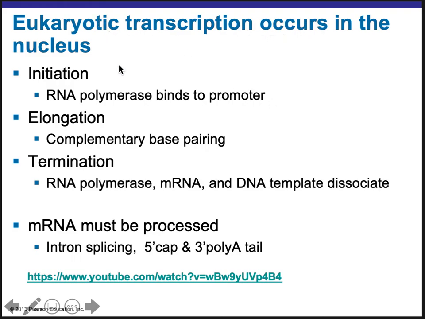So eukaryotic transcription occurs in the nucleus. Initiation is the same, with the RNA polymerase binding to the promoter. Elongation is the same, with the complementary base pairing. And termination is the same, with all the pieces dissociating. Okay, so those steps, initiation, elongation, and termination, are the same for both prokaryotes and eukaryotes. It's just some of the steps that have to happen before initiation and the steps that happen after that are only for the eukaryotes, right?